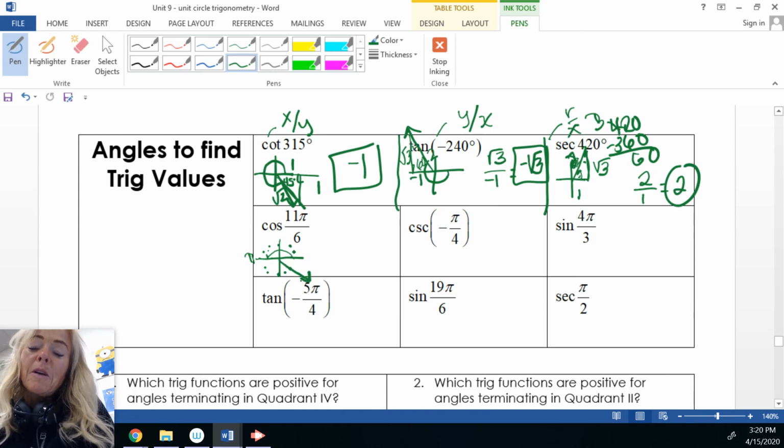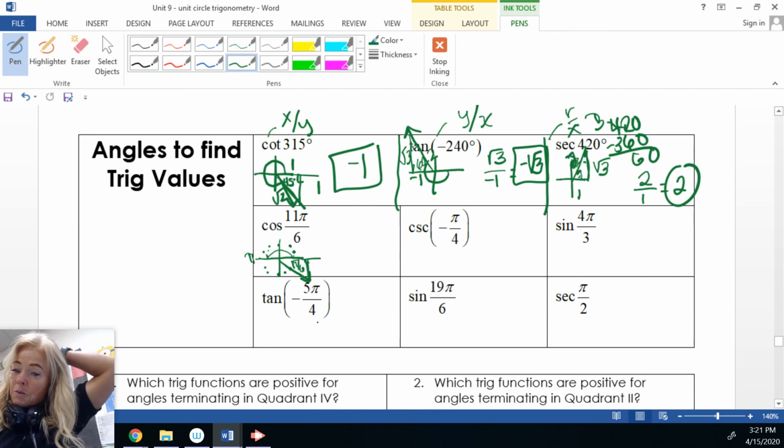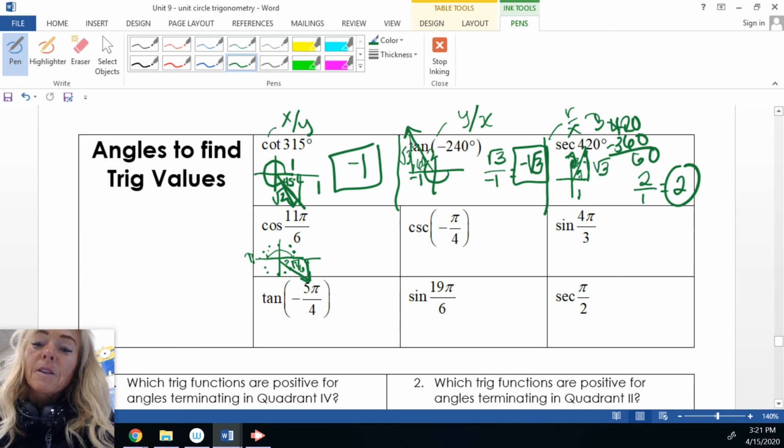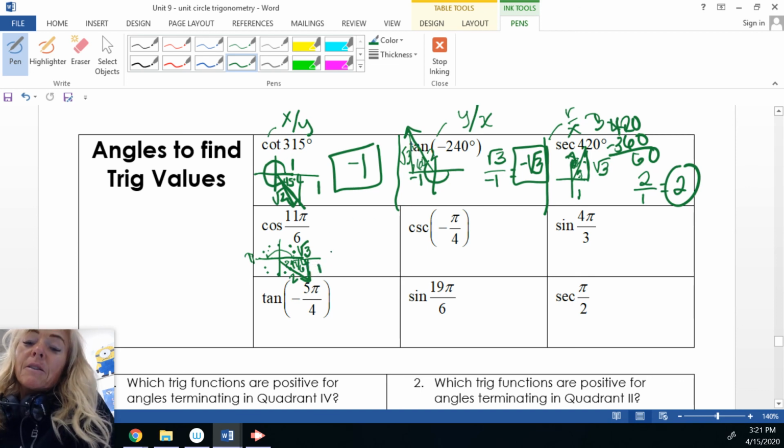Now, 12 pi over 6 reduces to 2 pi. So this is just pi over 6 right there. Right? My reference angle is pi over 6, which, 180 divided by 6, is 30. It's a 30-degree angle right there. So across from the 30 is 1, 2, radical 3. And that one's negative. So the cosine of that angle is going to be x over r, so radical 3 over 2.